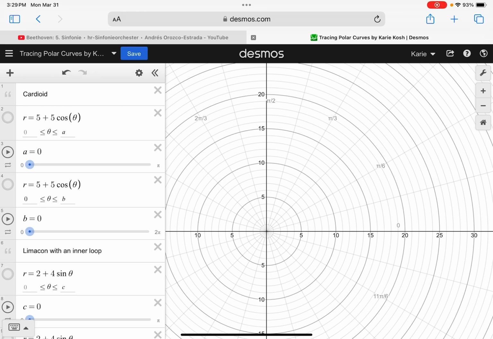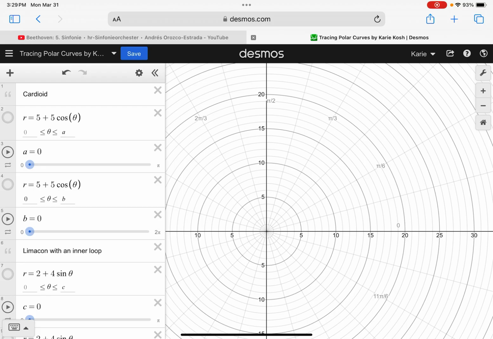I wanted to talk you through this Desmos thing I made, and I'll put the link to it in the description of this video. But it's really helpful when they start asking questions about what's the theta value for this part of the curve? And they like to ask that type of question a lot.